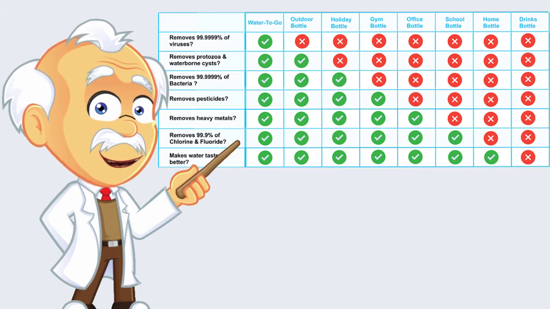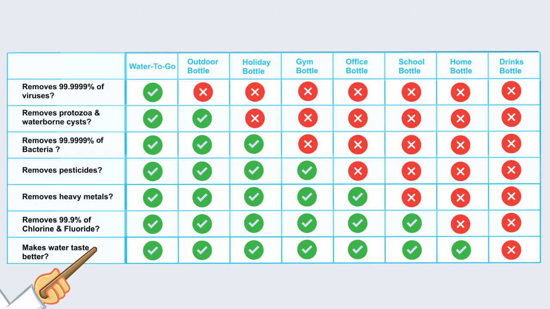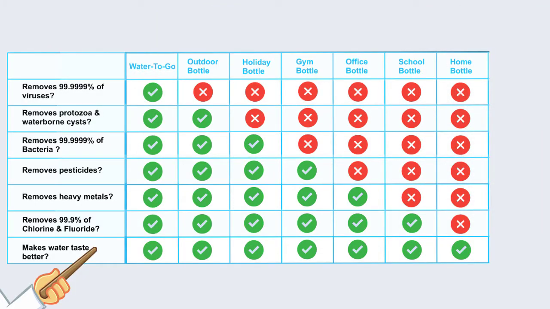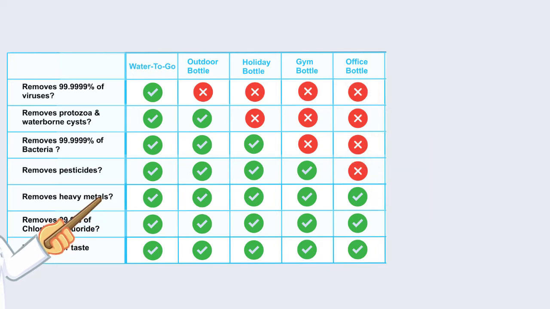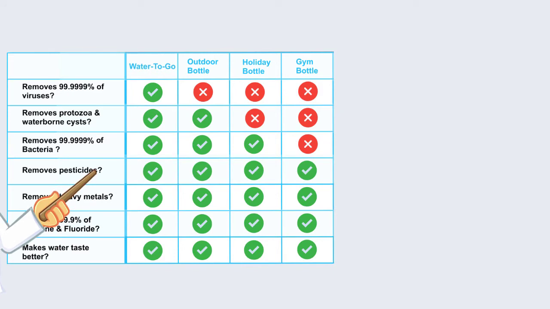So, today, I am testing all different water filters. What works best? Does your filter make the water taste better? That's simple. But does it take out over 99.9% of chlorine and fluoride? Does it take out heavy metals like lead and iron? What about pesticides? Does it filter them too?